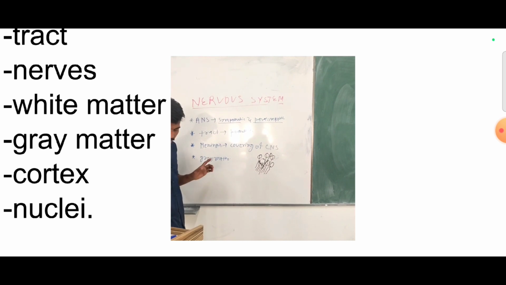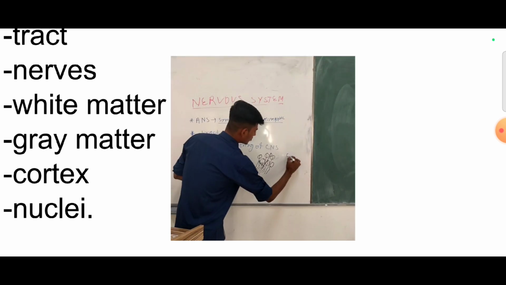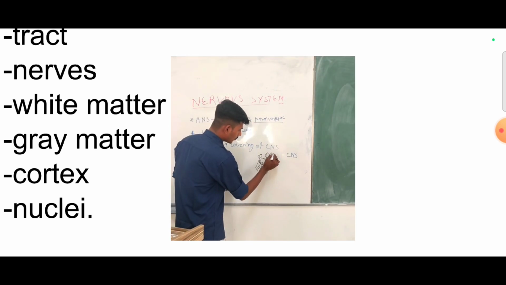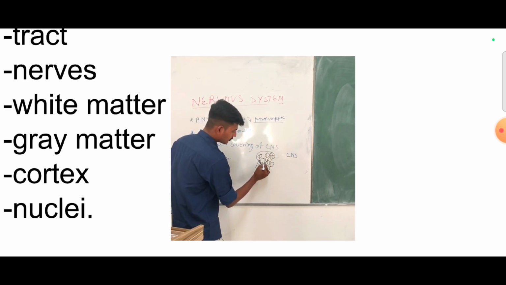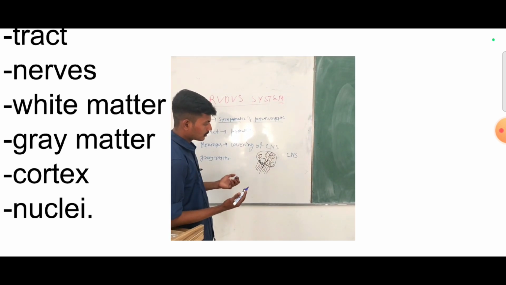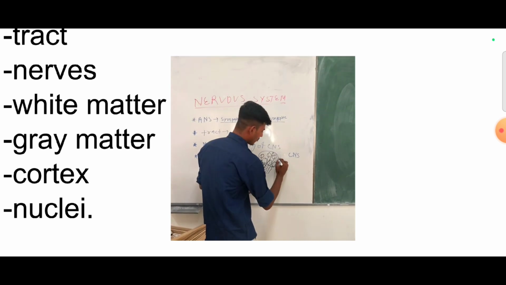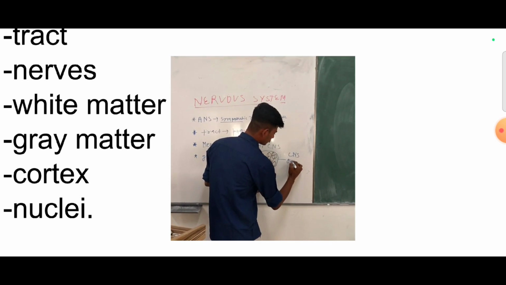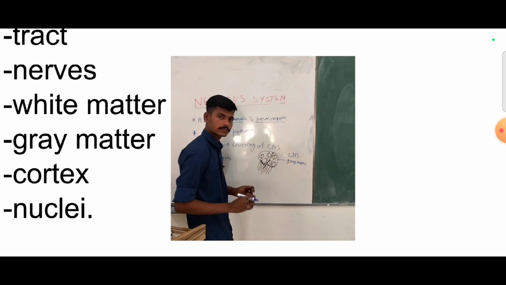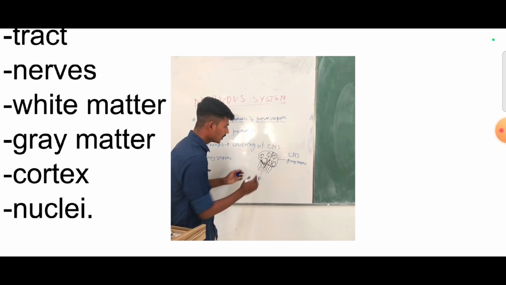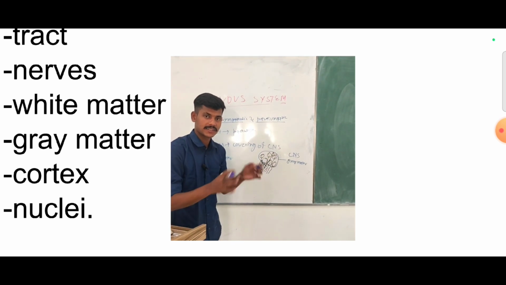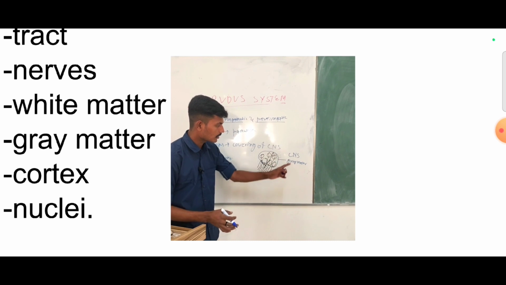In the case of the central nervous system, the collection of neuronal cell bodies, these are the cell bodies of the neurons, is called gray matter. Clear? Why gray matter? Because when the neuronal cell bodies are collected, they appear grayish in color. That's why they are called the gray matter.